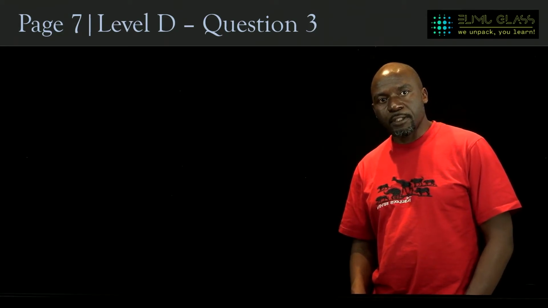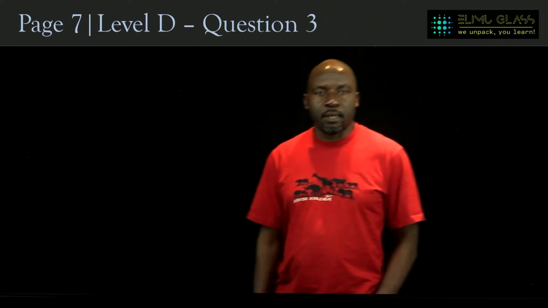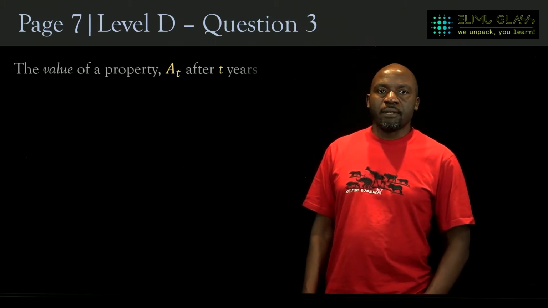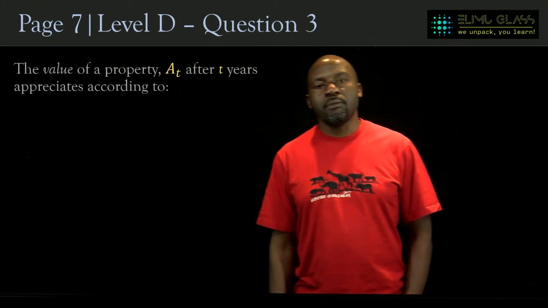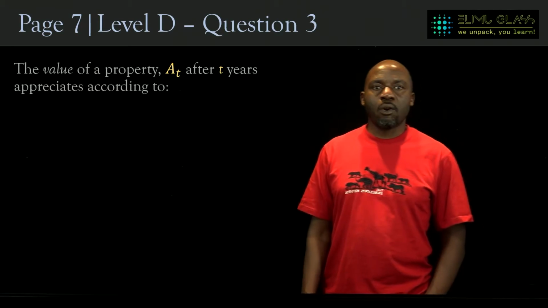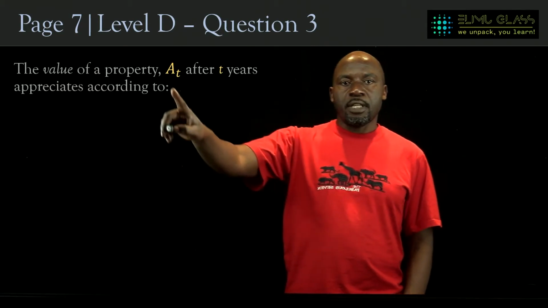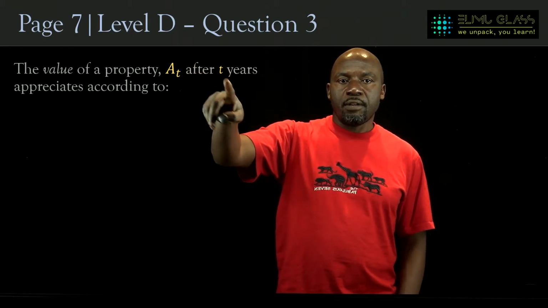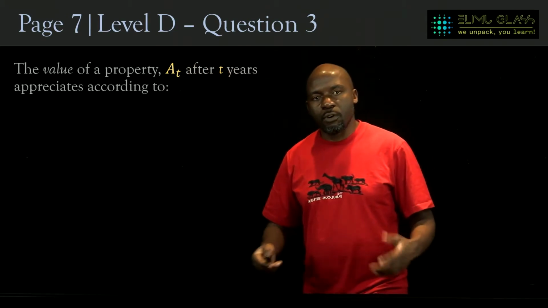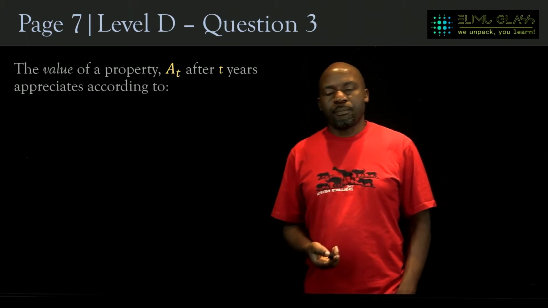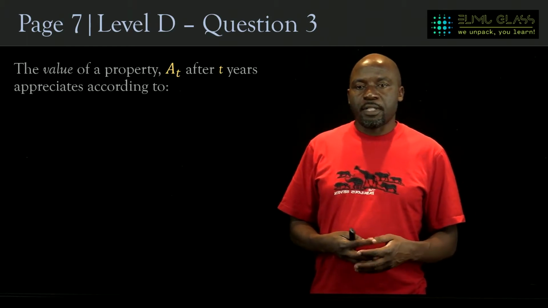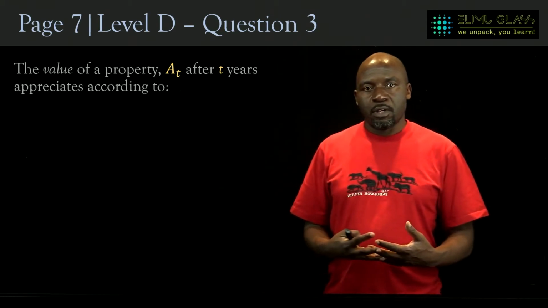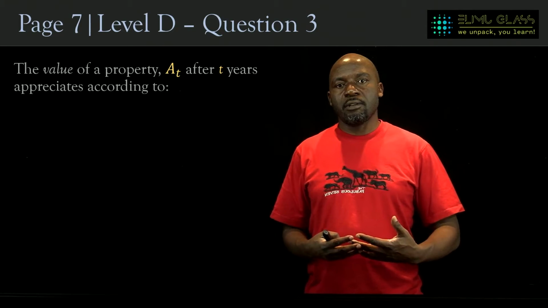Okay, let's move on. Question 3 on the same level D tasks, page 7 still, says the value of a property. So you buy a property like a home. The value of a property, A subscript T, after T years, so T refers to the time for which you've owned the property. When you buy a property, usually properties like housing and land, the value increases as time progresses.